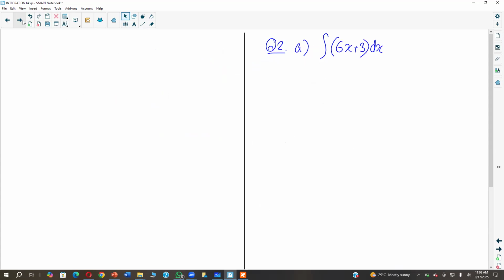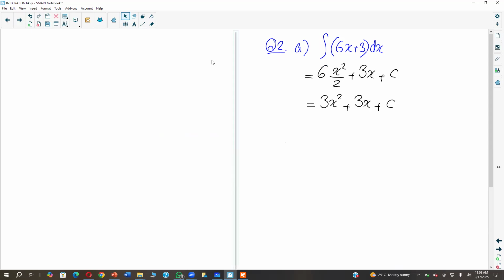Now, this is question number 2a. When you have a bracket like 6x plus 3, you will integrate it separately. I mean, 6x will be integrated as 6x square upon 2, and alone 3 will become 3x. So this is the way you integrate a bracket function. So we cannot integrate something directly in a bracket.